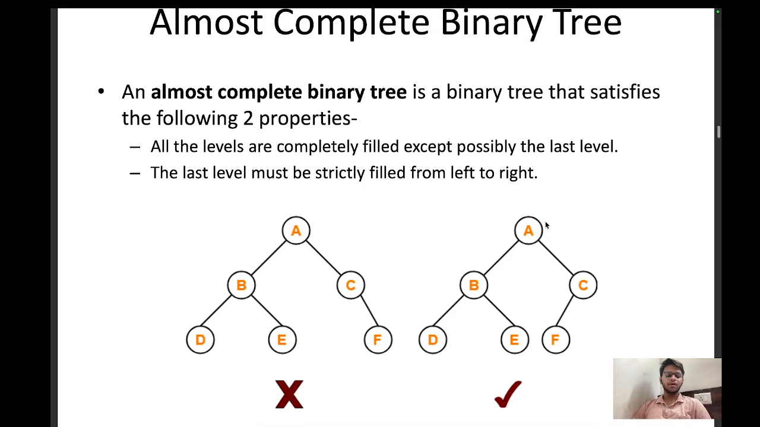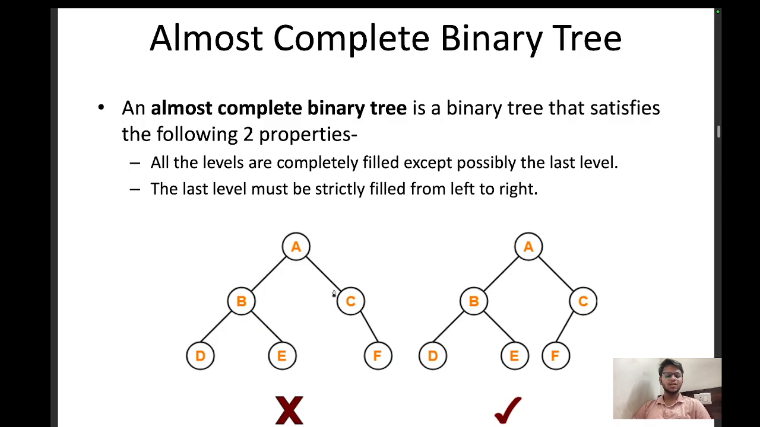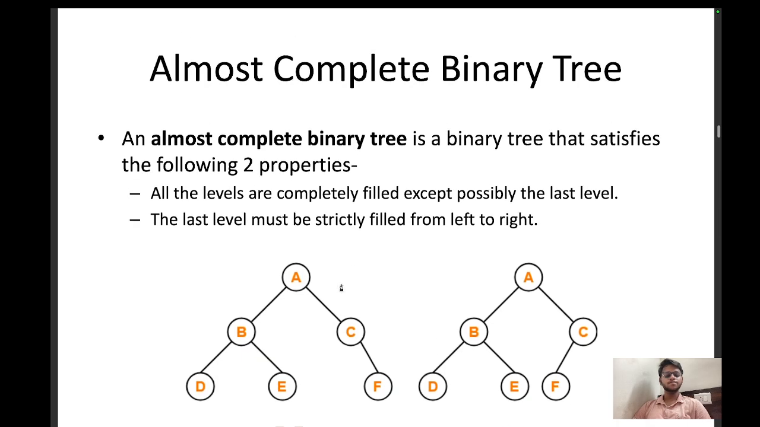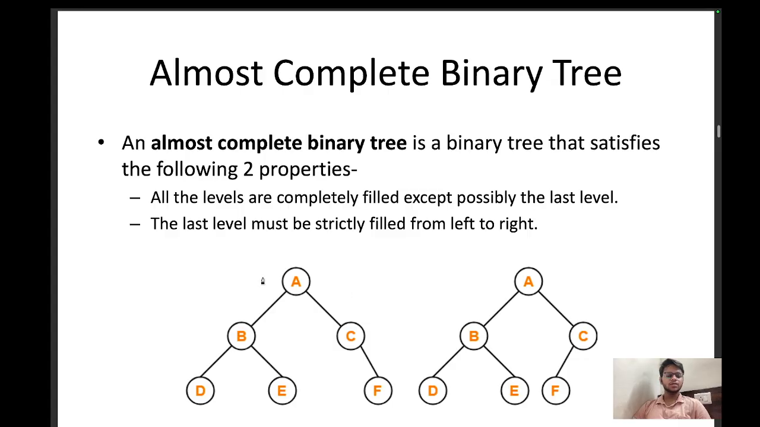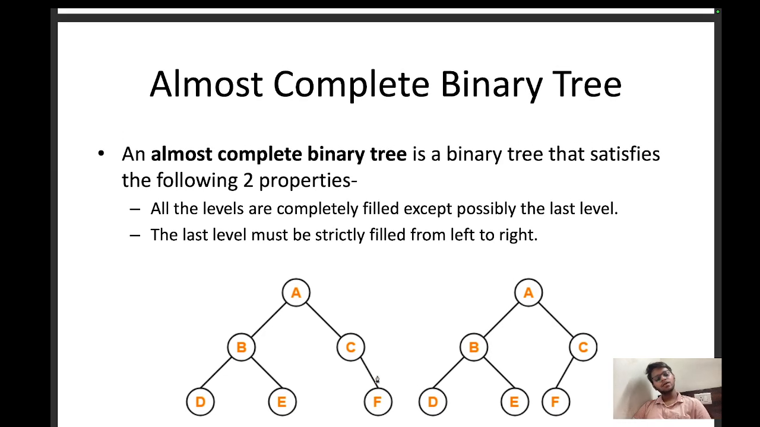So now let us see whether all the levels are fully filled or not in the first diagram. A, B, C is filled, D, E is filled, C is having one child F. So I don't think there is any issue here. But if we consider the second point, the last level must be strictly filled from left to right. So this is the problem which we are facing here.